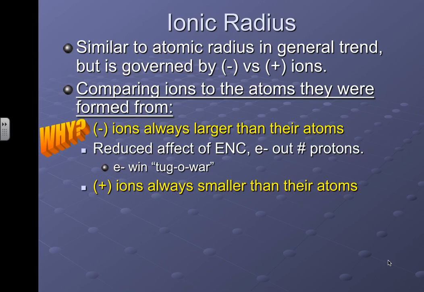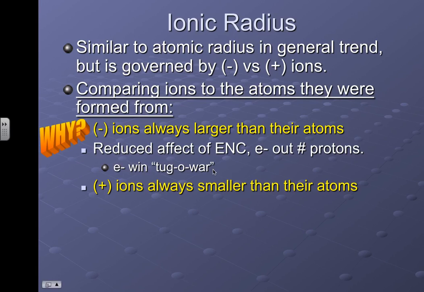So please picture in your head a tug of war. And on one side of the tug of war rope are all the electrons. And on the other side, there's all the protons. Well, as we just said, we're forming a negative ion. So that means that the electron team has one more than the proton team. So does that make sense then? The electrons win the tug of war.